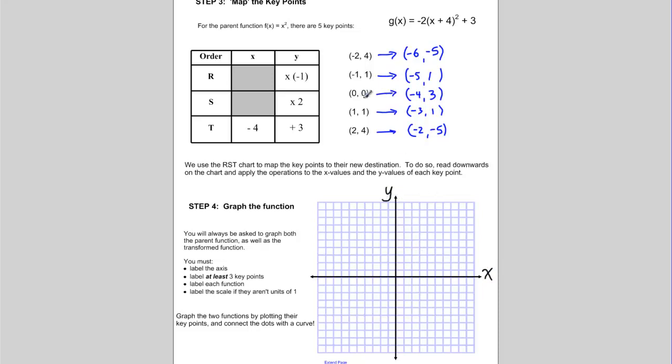Okay, well, let's start at 0, 0. That one's easy. The point 1, 1. And the point 2, 4. 1, 2, 3, 4.